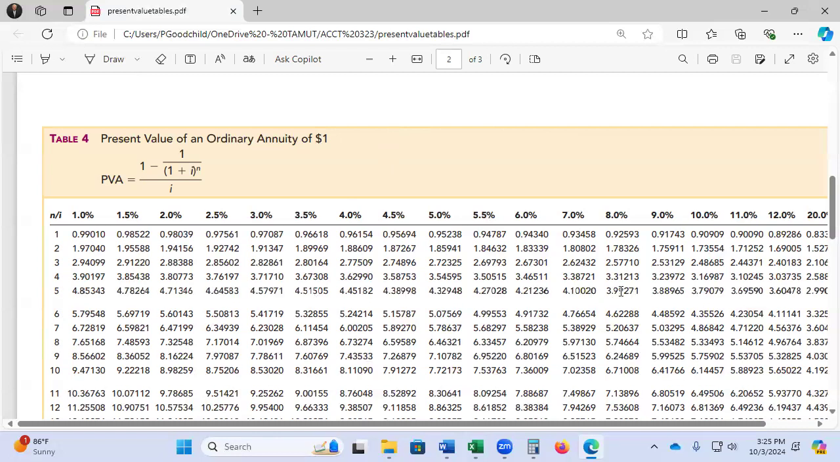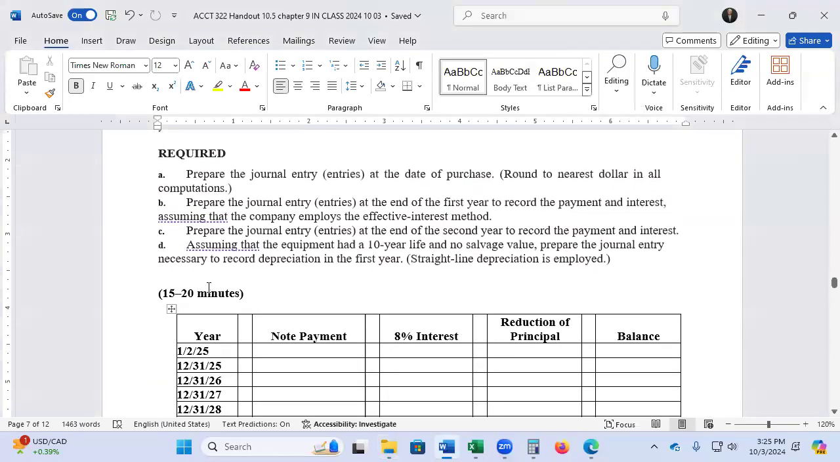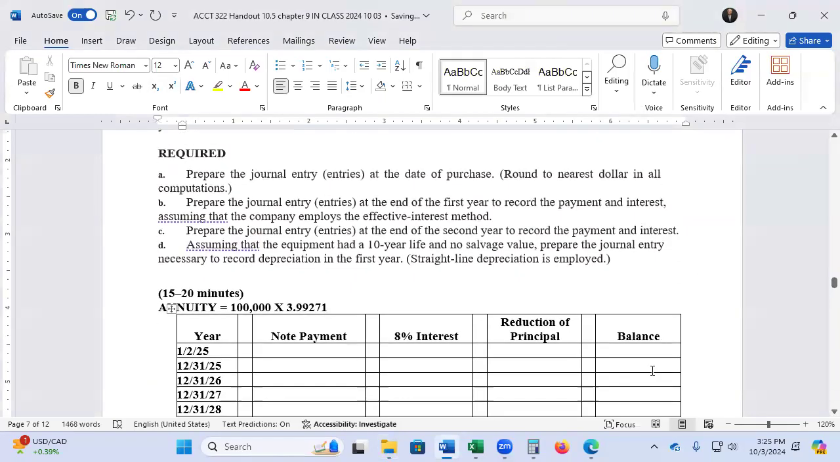8%. So we scroll over and we get 3.99271. And so our annuity equals 100,000, and we're going to multiply it by 3.99271. And so our balance as of the beginning when we took out the loan is 399,271.